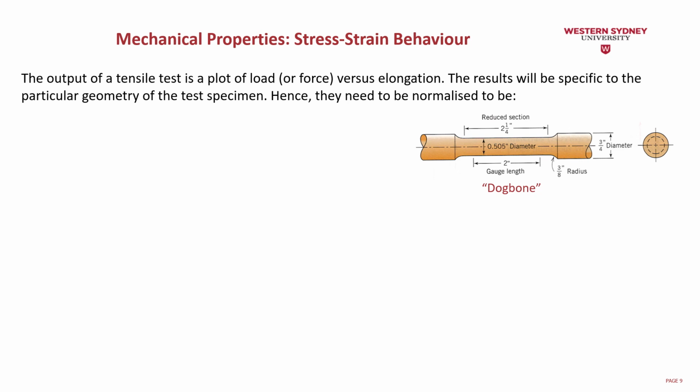The stress strain behavior. So that's a sample which we call the dog bone. You can see actually it looks like a dog bone. And well, let me get the laser pointer here. Yep. So what we are going to do is that the output of the tensile test is going to be a plot of the load or the force versus elongation. And that's what we call the stress strain diagram. The results will be specific to the particular geometry of the test specimen. Hence, they need to be normalized as follows.